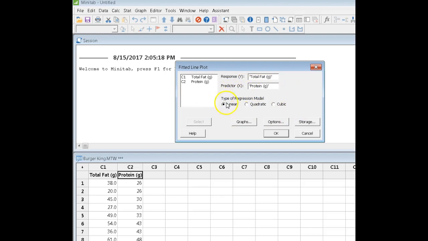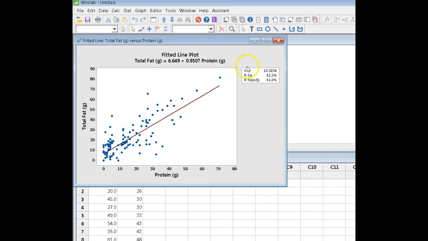Now, notice in Minitab you can check to see whether you have different models, whether you have a linear, quadratic, or cubic. We're really only interested in whether the model is linear. There are other buttons in here that we're going to use in a subsequent video, but for now I'm just going to say OK and let Minitab do its thing.